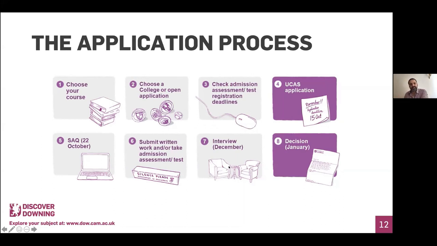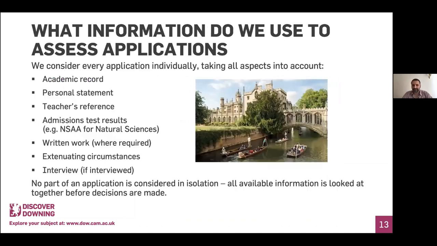And after we've interviewed the candidates, we then review all the candidates: how they performed in the interviews, and all of their other information, such as their academic track record so far, their personal statements, their school references, and the written work they've submitted, to then make a decision about who we'd like to make an offer to. Our decisions usually go out in early January. So hopefully that gives you a broad overview of the application process and the stages involved in that.